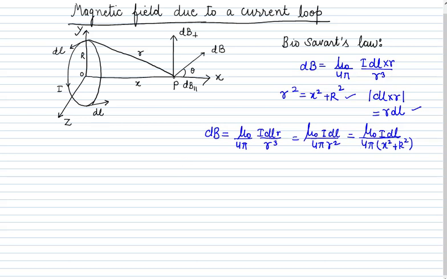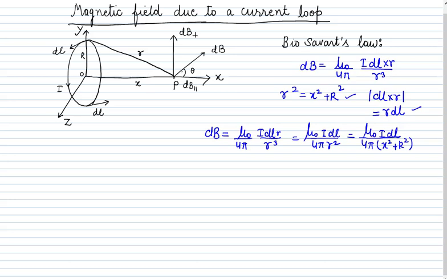The direction of this magnetic field dB will be perpendicular to the plane formed by dl and r. So if you see the plane formed by dl and r, this is the plane you can see. So dB will be perpendicular to this plane. This will be the direction of dB. See, this is the plane which is formed by dl and r. If you take the perpendicular to this plane, this will be this dB. So this dB is in the direction perpendicular to the plane of dl and r.